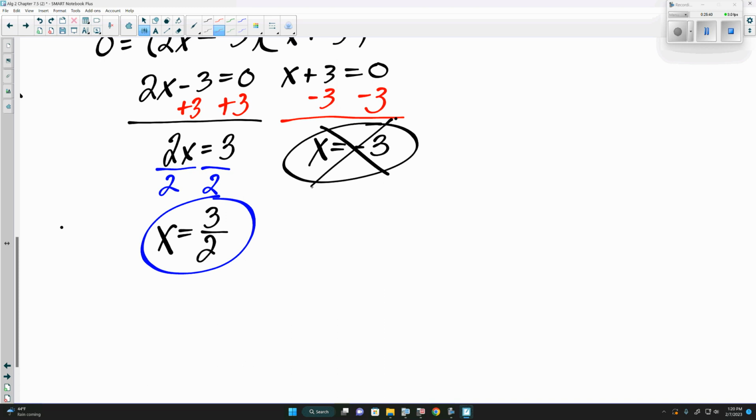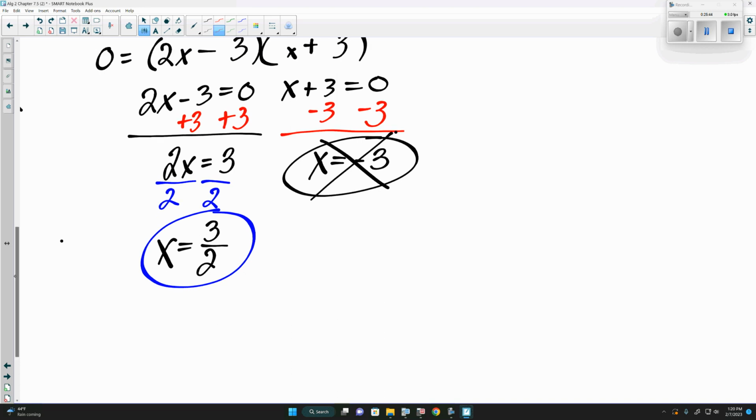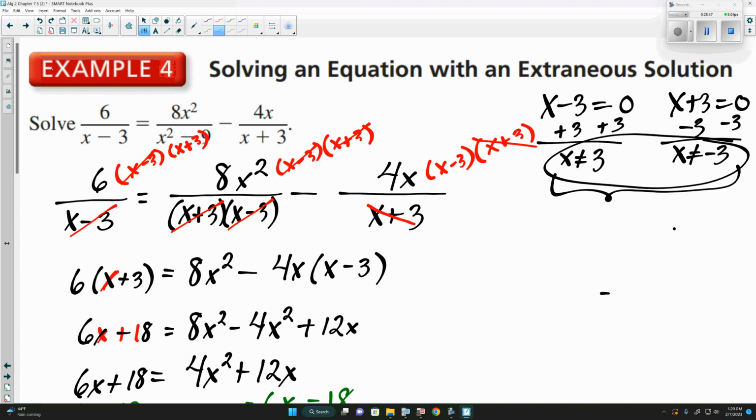Any questions on this here? And part of the reason, I think y'all get it. The extraneous solution is when we plug it back in, we would get a denominator of 0.